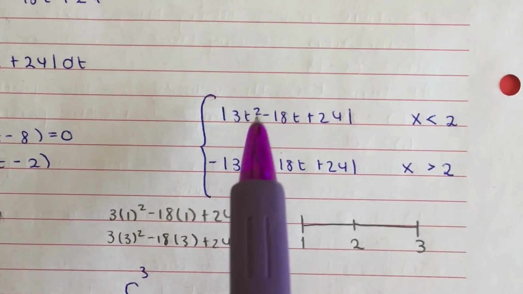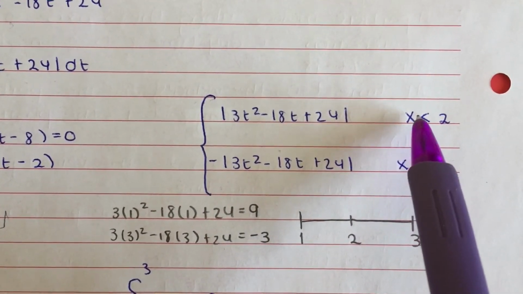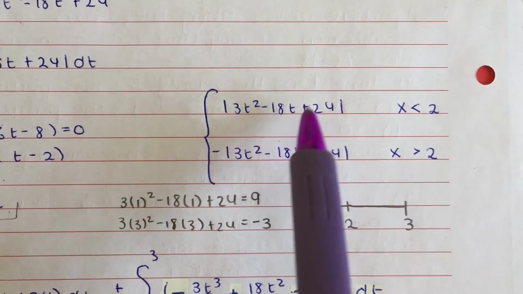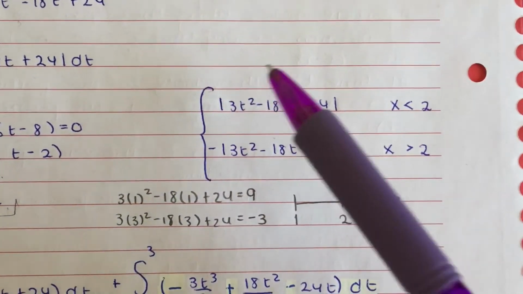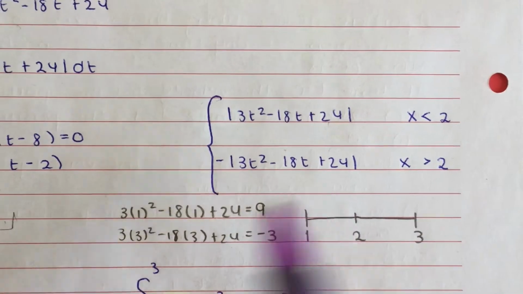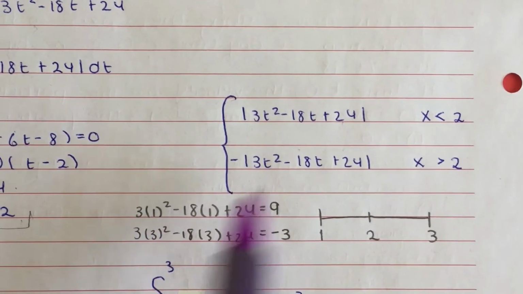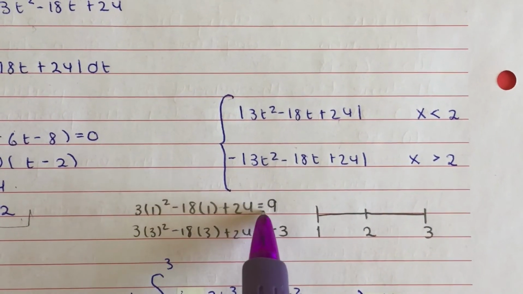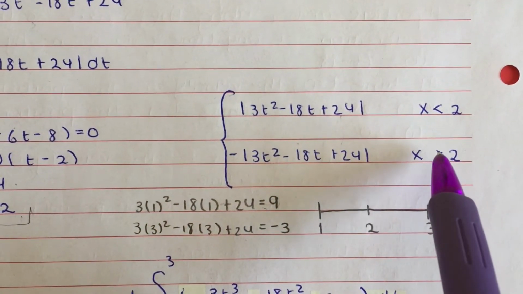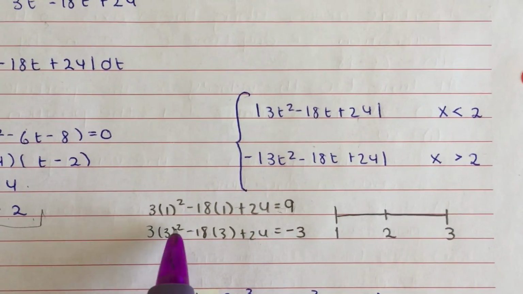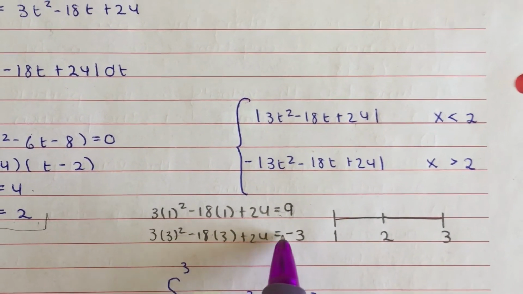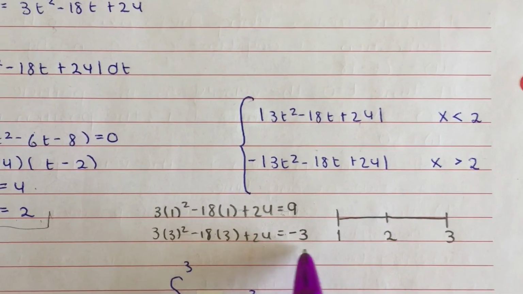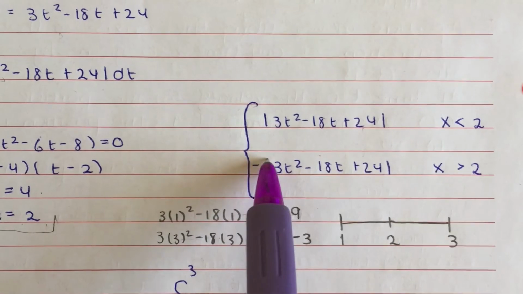Now we need to know our ranges. We need to know values that are less than 2 and values that are greater than 2. So we need to find which one we need to put the minus sign on. And to find that, we need to substitute values. So for values that are less than 2, we use 1. So we substitute and we get that it's equal to 9. And then for values that are greater than 2, we substitute 3 and this gives us a result of minus 3. So because this is negative, we need to put a minus sign here.